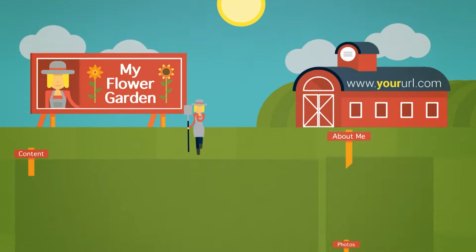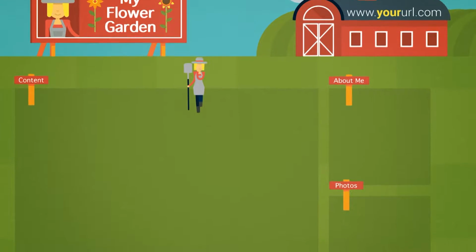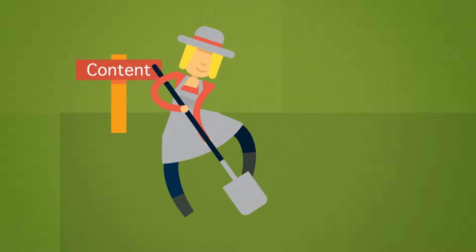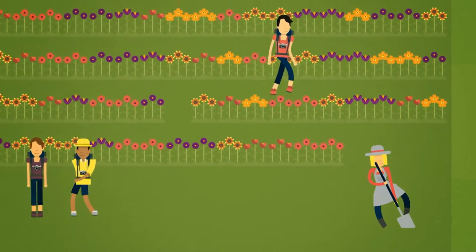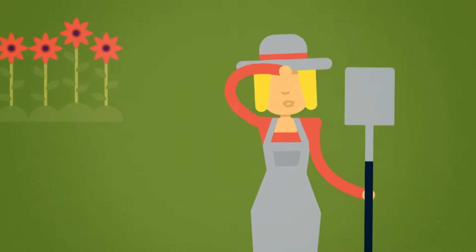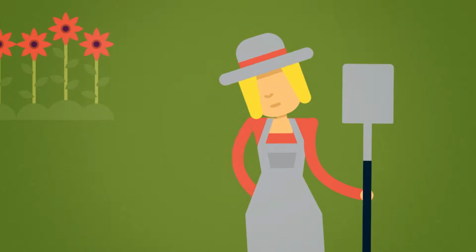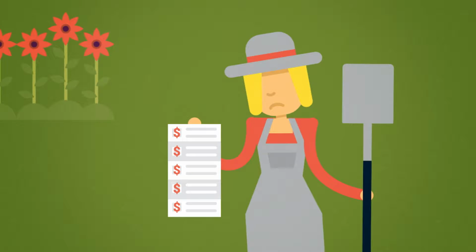You then designate the fields where you will start gardening all of your ideas and begin to plant your flowers, or content. As people start visiting and sharing, you realize how much work goes into gardening, and all those visitors just aren't paying the bills.